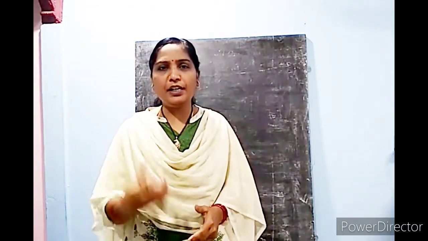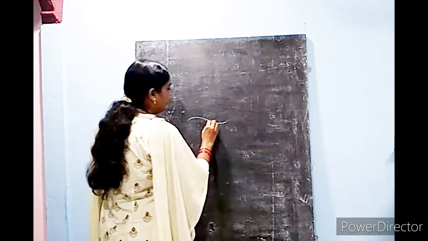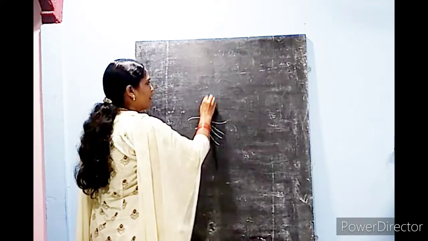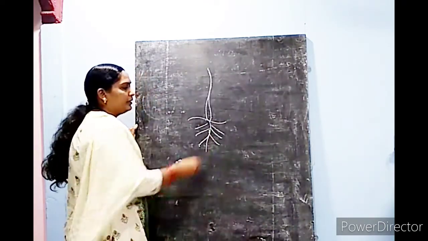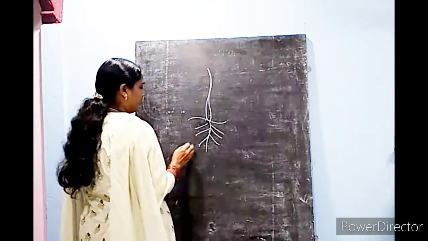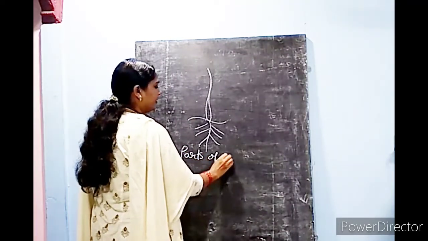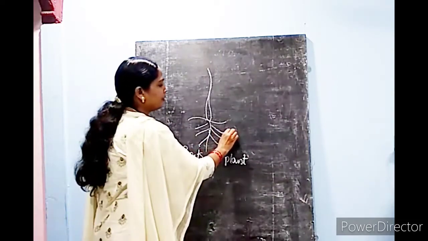What I am going to draw on the board, you are supposed to identify the parts of that diagram, right? What diagram I am going to draw, you see, and tell me the parts of this diagram. What I am going to draw, you already have an idea, I think so. Yes, it's a plant. Parts of a plant I am drawing now. Parts of a plant.